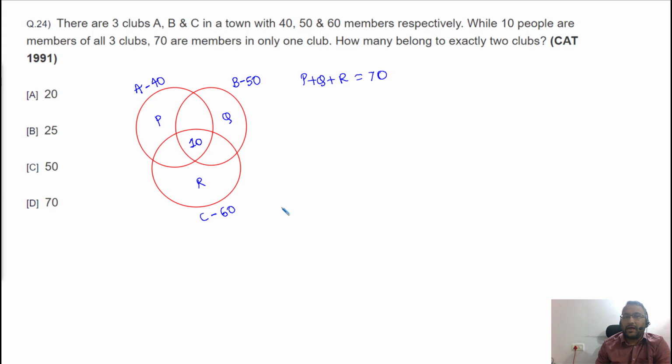Now there can be a none region as well. So there can be some people who belong to none of the club. The question is, how many belong to exactly 2 clubs? So exactly 2 region is this. Let's take this region as small a, small b and small c. So over here again we can deal with the number of instances. So let's have a look at it.